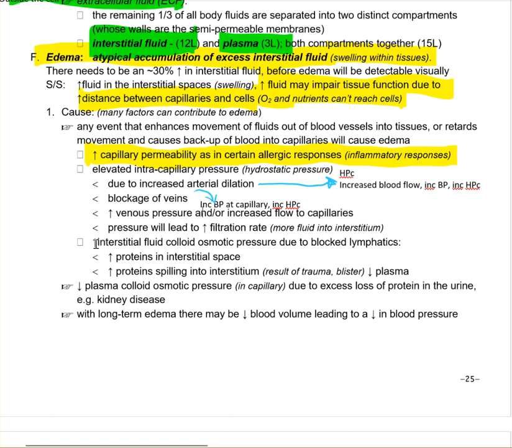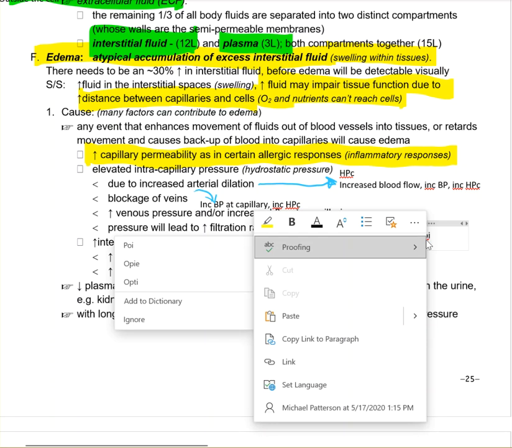Okay, now let's look at what happens if we increase our interstitial fluid colloid osmotic pressure due to blocked lymphatics. Okay, my gosh, what does that mean? All right, so this is going to do a couple different things. This is going to increase two things. It's going to increase OPi, and or increased HPi.